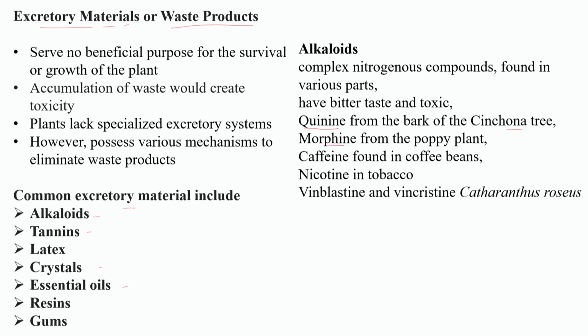Similarly, morphine, caffeine, then nicotine alkaloids, these are also obtained from various plants, like morphine from poppy plant, caffeine from coffee beans, nicotine from tobacco. Although they are very toxic compounds, in small amounts they also have medicinal properties. Important alkaloids vinblastine and vincristine are obtained from Catharanthus roseus. So they have anti-cancerous properties.